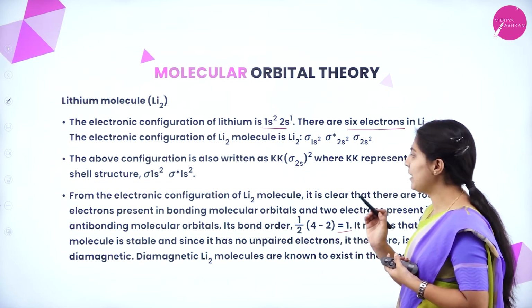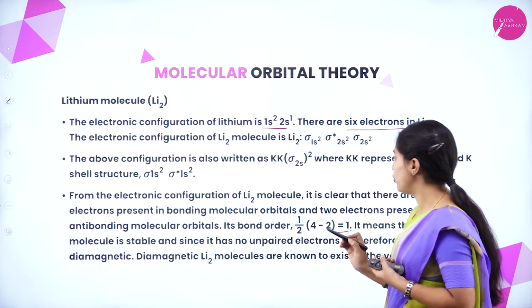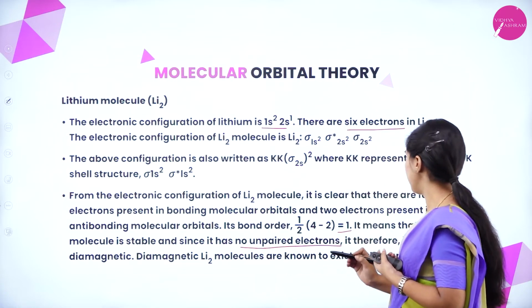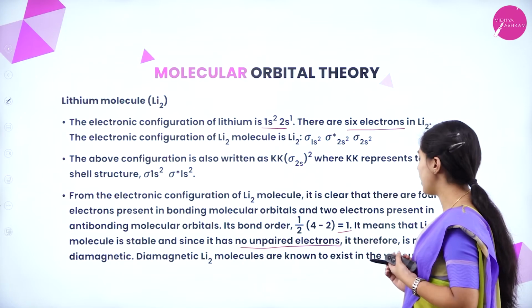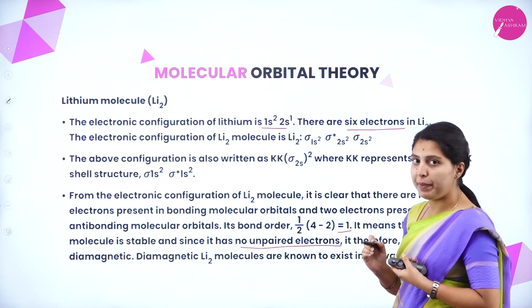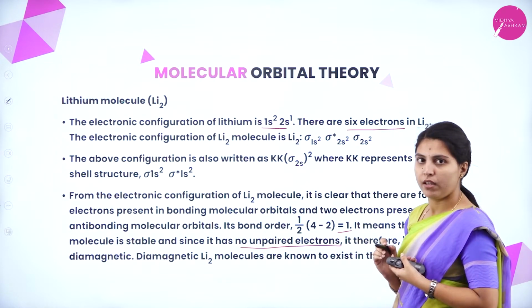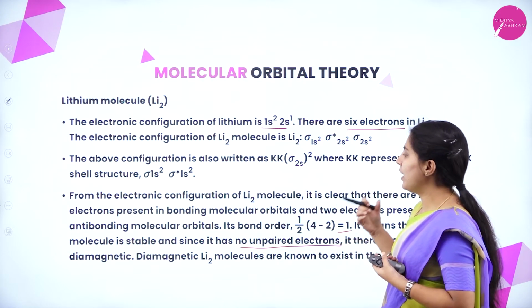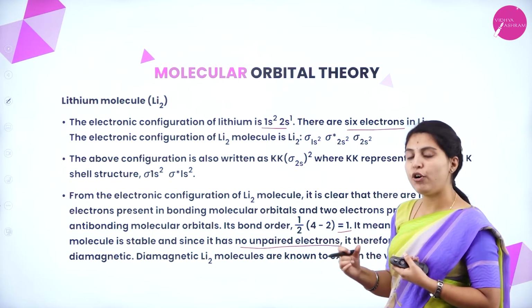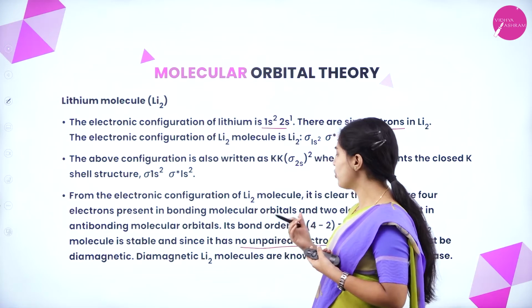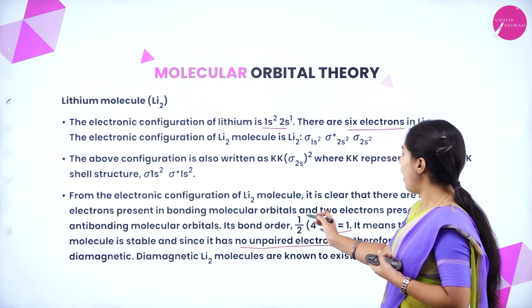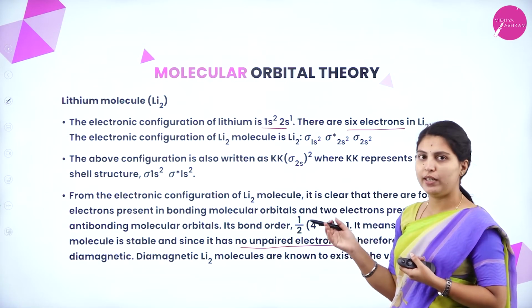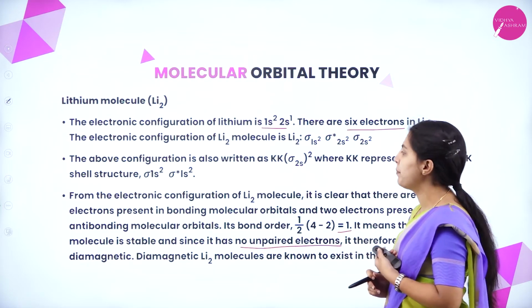It means that the lithium molecule is stable. Since no unpaired electrons are present, it must be diamagnetic. Diamagnetic lithium molecules are known to exist in the vapor phase. They are showing that the lithium molecule is diamagnetic in nature because no unpaired electrons are present. See here, the bond order half into 4 minus 2 is 1. Lithium, one bond will be present.